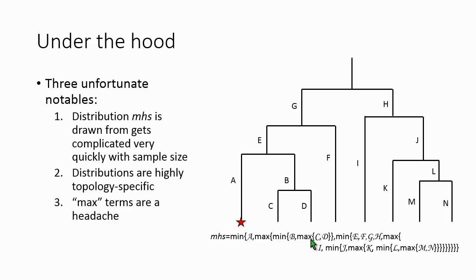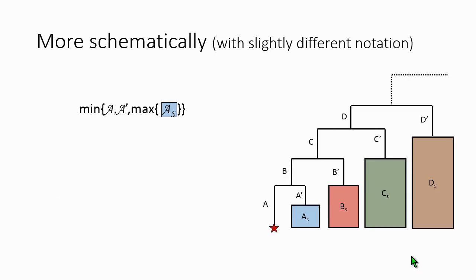Also, these distributions keep changing every time I change the topology. So every topology has a different property lying underneath it. And it's got a bunch of these max terms in it, the maxima over things. It turns out that minima over these events are pretty easy to deal with mathematically, but the maxima are a headache. So we're going to approach this a little differently.